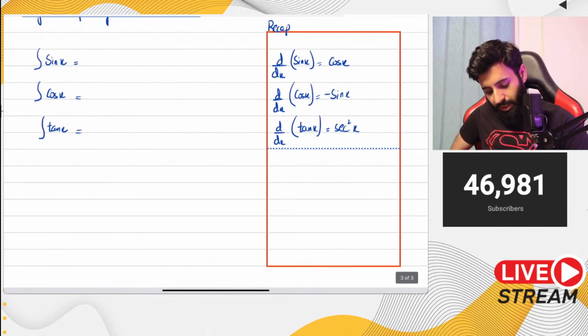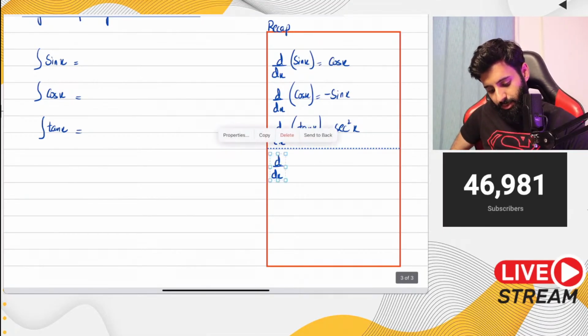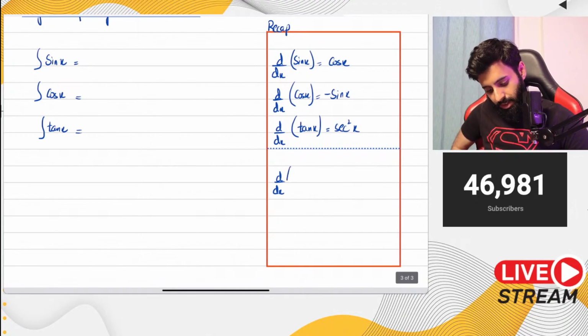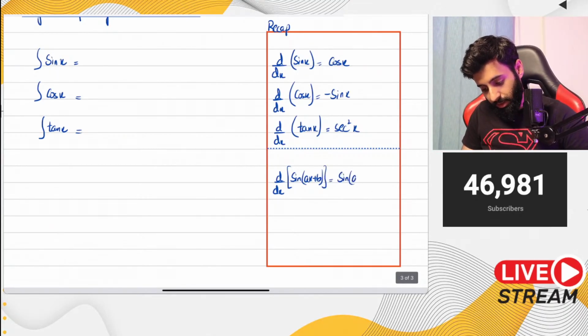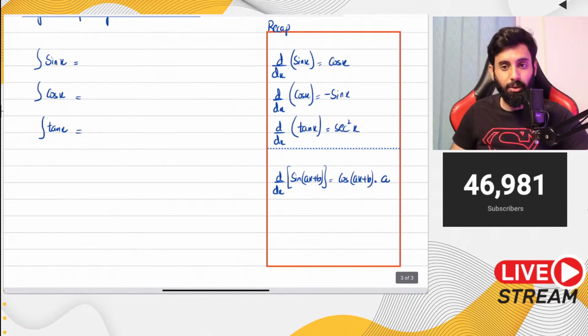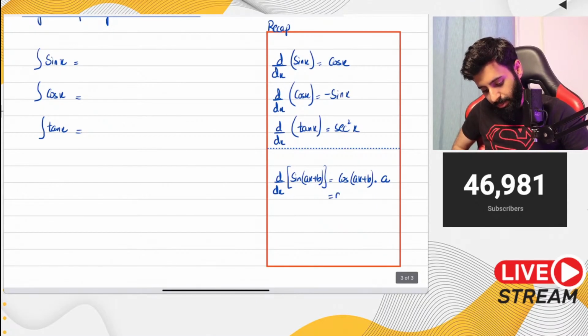Now what if you have a certain angle with them? What if there is a certain angle with sine, cos, and tan? That's also important to understand. Let's say you're differentiating sine, and the angle with sine is ax plus b. So let me make a square bracket over here: sine, and the angle is ax plus b. We'll do it in parts. First we'll differentiate sine, which is going to be cos, and the angle will remain as it is, and then you'll multiply it by the differential of the angle, which is going to be a in this case. So you end up with a cos of ax plus b.